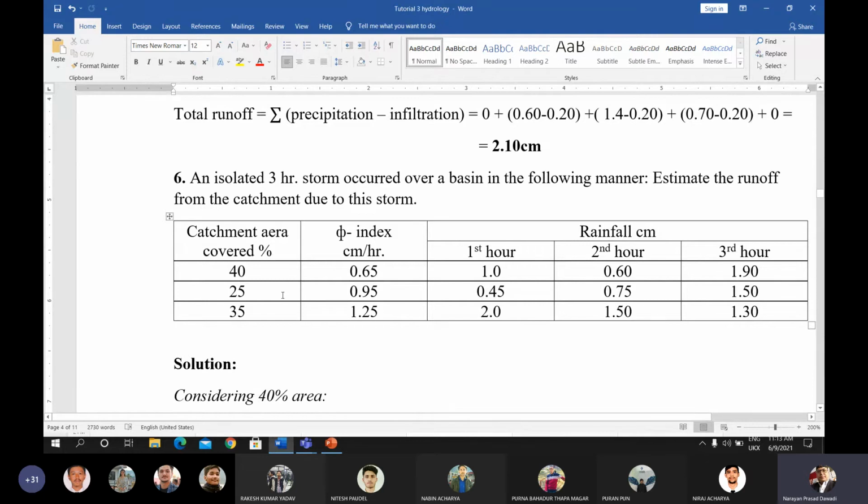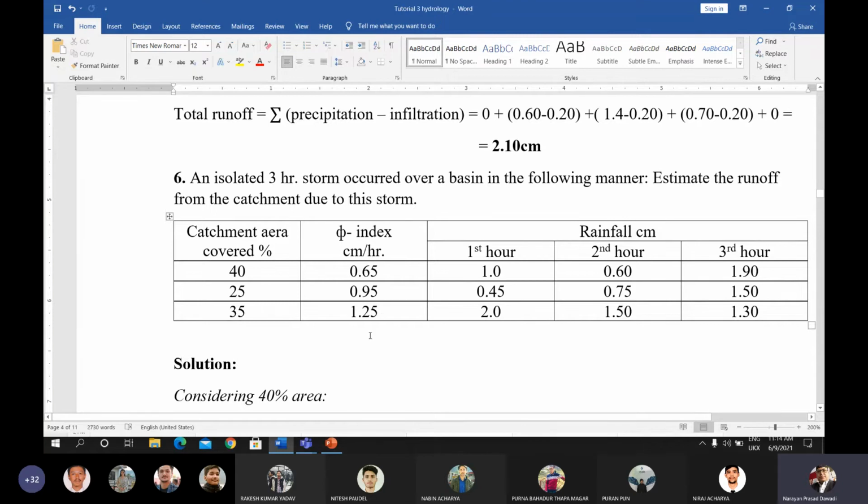The parameter may be different here. The 40% area may have one type of soil, the 25% area another type of soil, and the 35% area yet another type of soil. So according to the soil, the absorption rate will be different. That's why the phi index is the average absorption rate of the soil, in centimeters per hour. The 40% area has an absorption rate of 0.65 centimeter per hour, the 20% area has 0.95 centimeter per hour, and the 35% area has a phi index of 1.25 centimeters per hour.